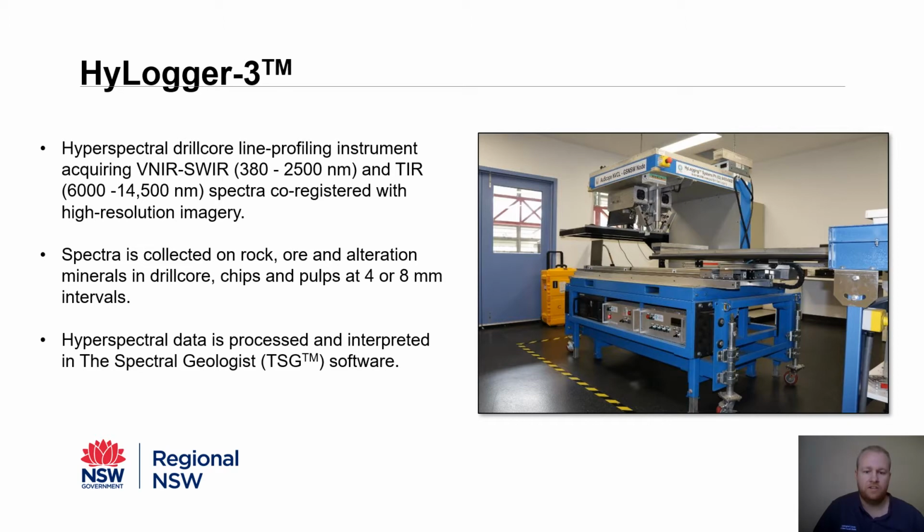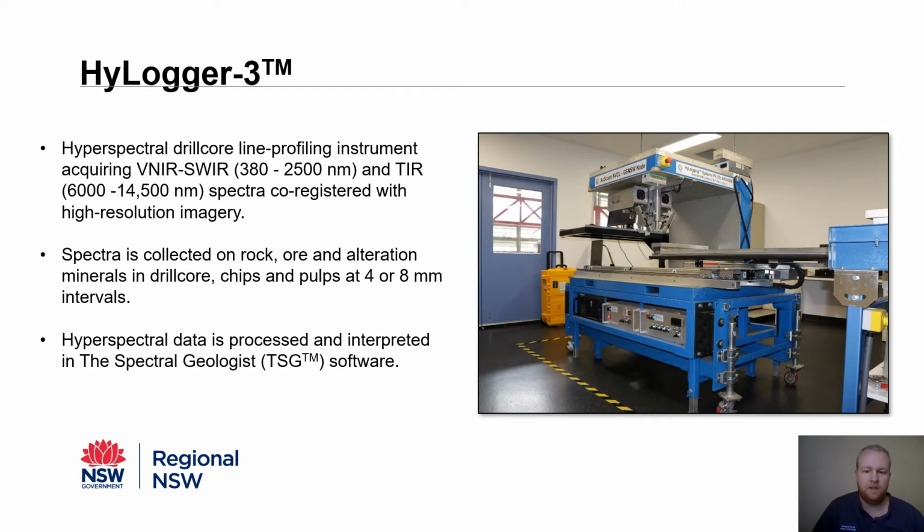The SWIR region is best used for hydrosilicates such as micas, chlorites and clays, and is great for detecting mineralogical changes due to alteration. The TIR is best used for the anhydrosilicates such as quartz, feldspars and pyroxenes that are common rock-forming minerals. Additionally, spectra is co-registered with high-resolution imagery that is used for optimal interpretation.